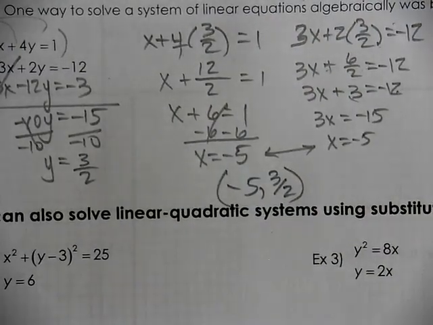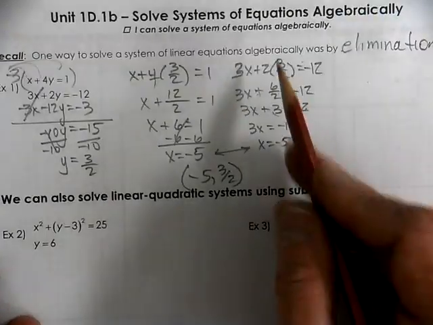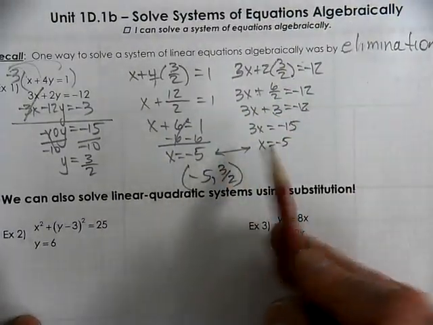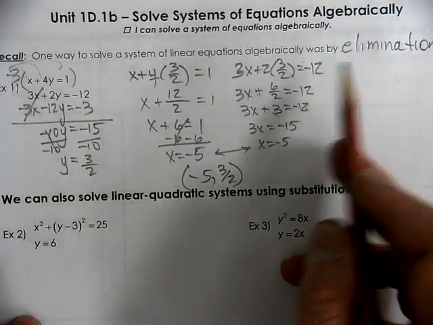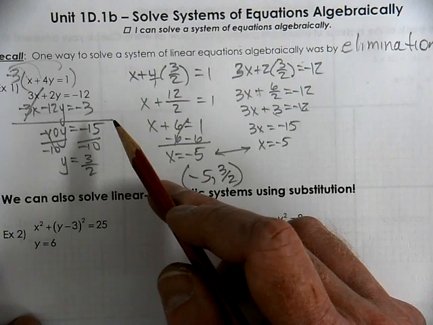So that was a process of using elimination, and we even checked it. We plugged our value into both equations to see if we got the same answer twice. And that is used when you have two linear equations. It's a great way.